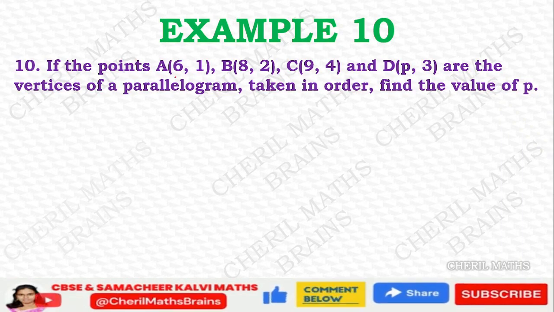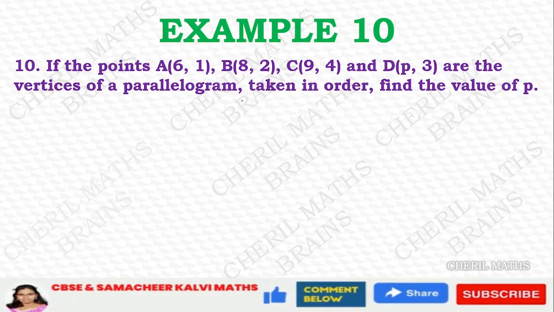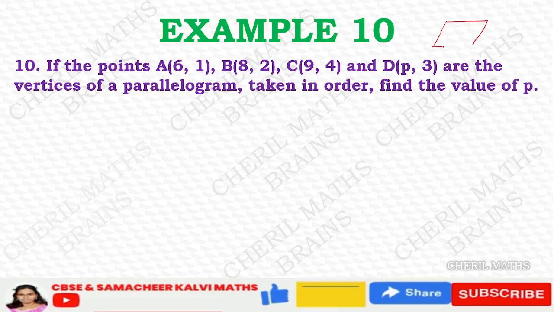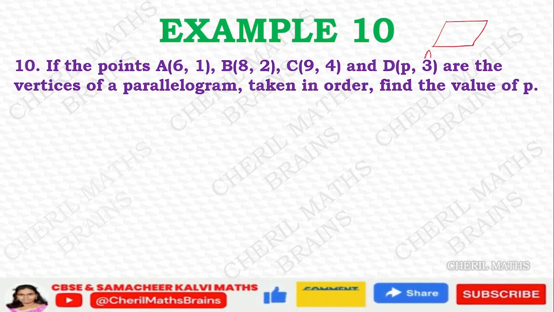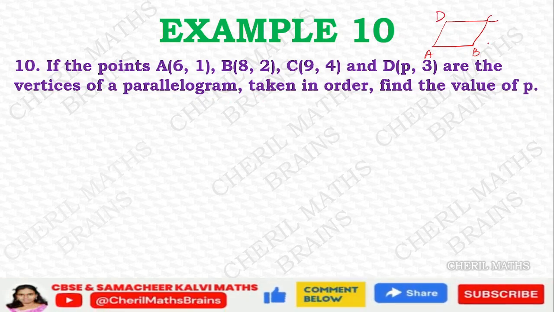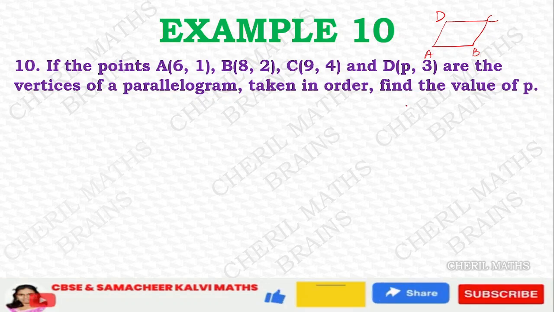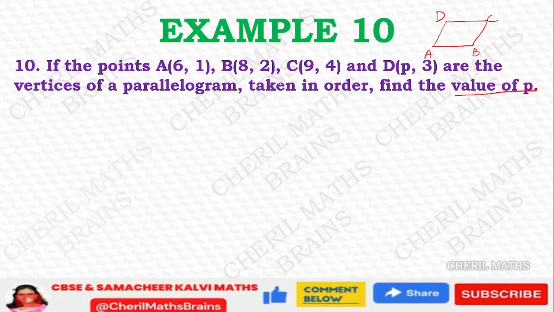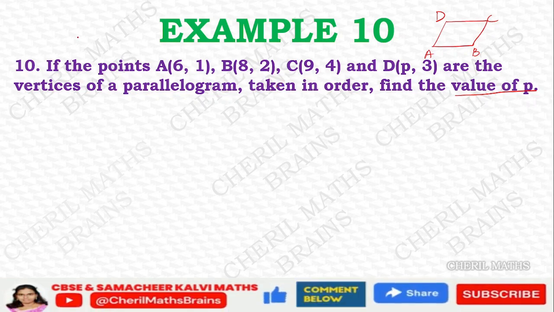If the points A, B, C and D are the vertices of a parallelogram, taken in order, they are asking us to find the value of P. So we have also taken it in order only. For this, you need to know the properties of all these shapes. We've already discussed this in the previous exercise also.